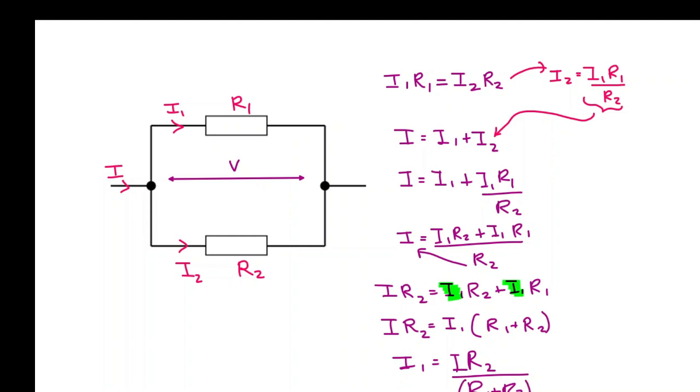So if I just rearrange it a little bit, I get I1 is equal to I R2 over R1 plus R2 multiplied by capital I. Now this is what we used earlier, right? This is the theory part of this one.